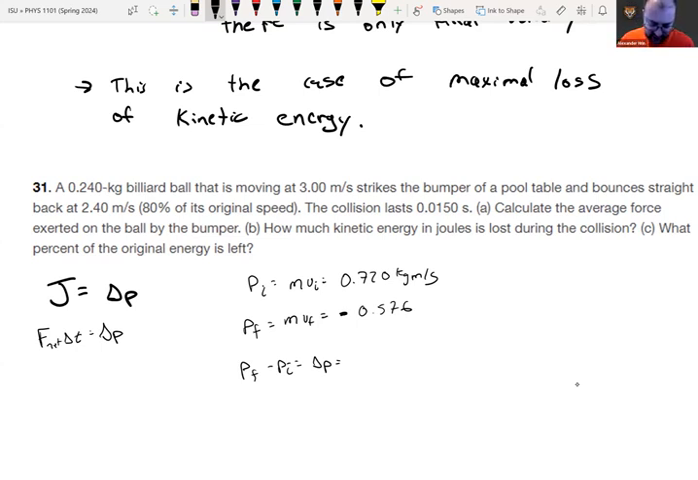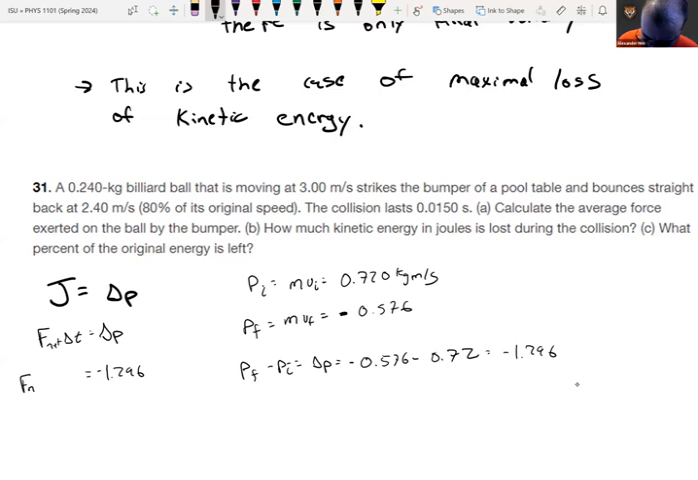Now delta P, we do P final minus P initial equals delta P. So that's negative 0.576 minus 0.72, which is going to give you negative 1.296.